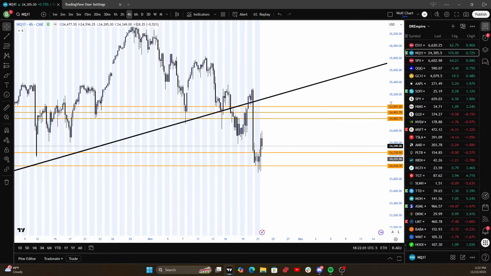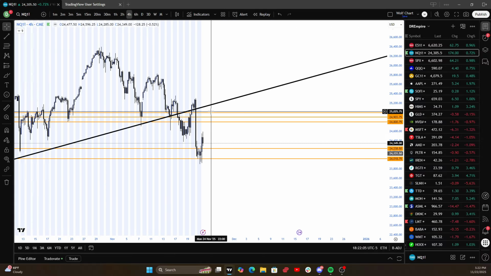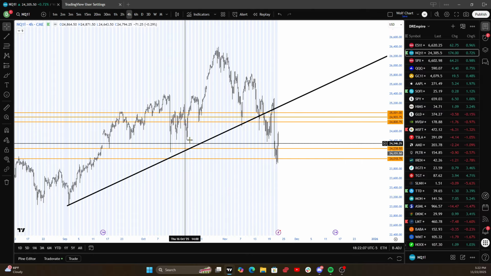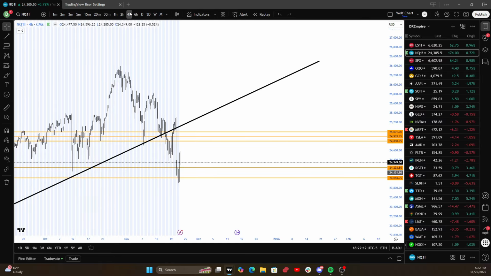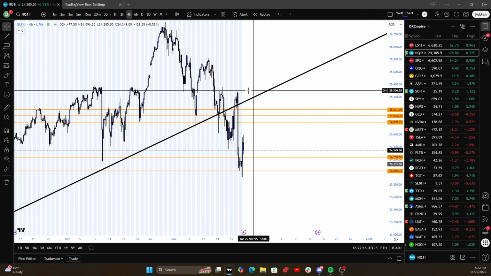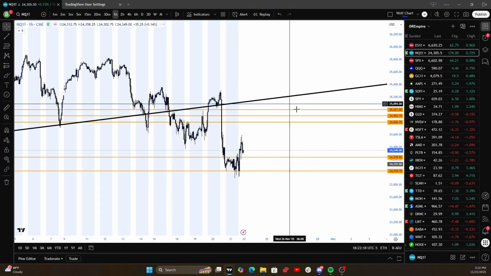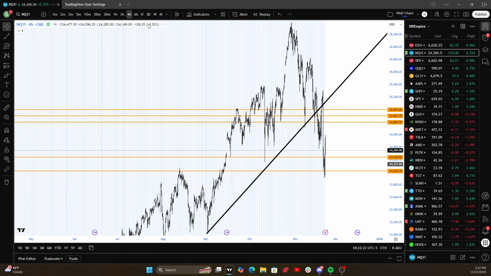And until we reclaim it, my bias will be bearish just from this trend that we have right here. And this is on the 4 hours. So like I said, this trend line would be way stronger than the 1 hour and way stronger than a 5 minute trend line because we're on a higher time frame.